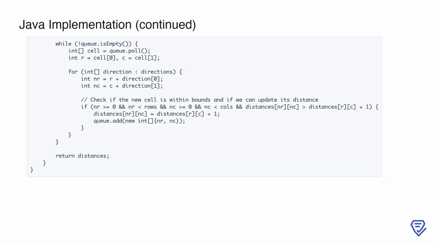NC. Before updating the distance of the neighbor, we check 2 conditions: first, whether the neighbor is within the matrix boundaries, and second, whether the current path provides a shorter distance than the one already recorded in the distances array. If both conditions are true, we update the neighbor's distance to be 1 more than the current cell's distance and add the neighbor's coordinates to the queue for further processing. This ensures that all cells are explored in the correct order of increasing distance. Once the BFS is complete, the distances matrix, now updated with the shortest distances from each cell to the nearest 0, is returned as the result.